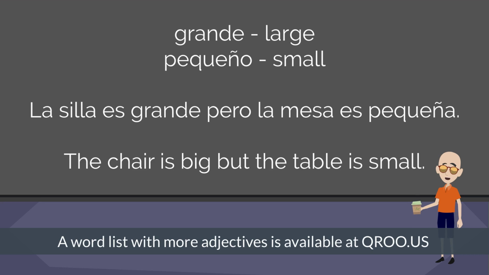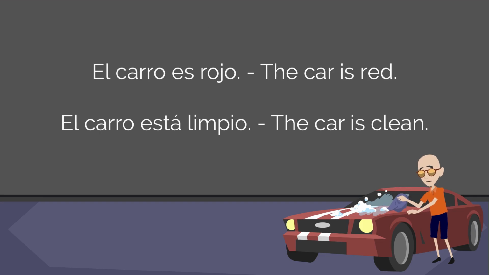When you talk about the size of an item, you're going to use ser, because that's a permanent state or condition. La silla es grande, pero la mesa es pequeña. The chair is big, but the table is small. You may use ser and estar to describe the same item. It just depends what you're talking about. El carro es rojo. The car is red. That's pretty permanent. El carro está limpio. The car is clean. That's temporary.